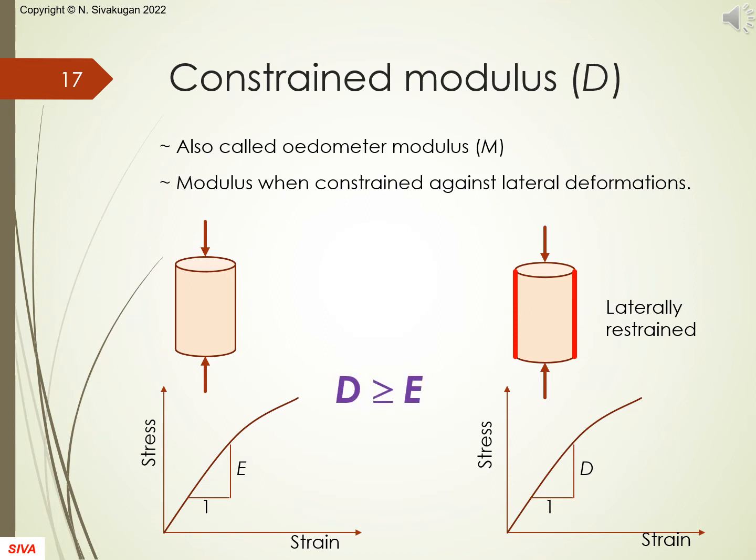You will understand from this illustration why constrained modulus is larger than the Young's modulus. In both cases, we plot the stress against strain and look at the slope of the line. When the specimen is laterally restrained, it requires a larger stress for the same strain.